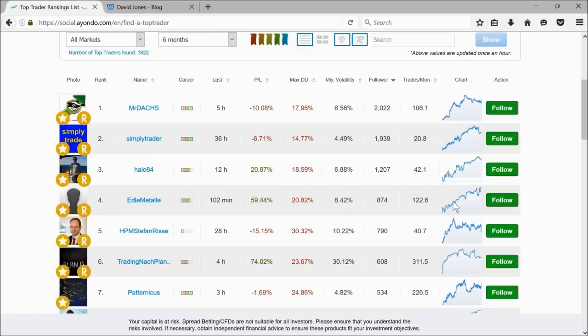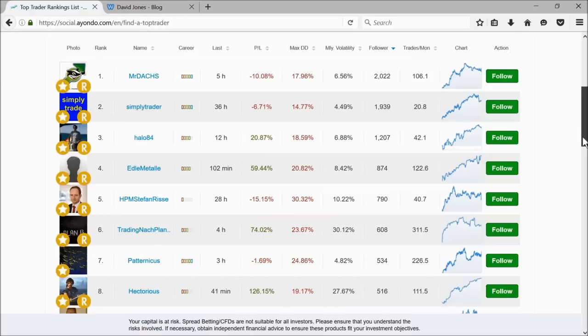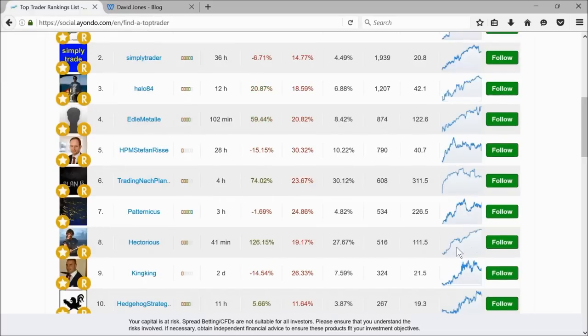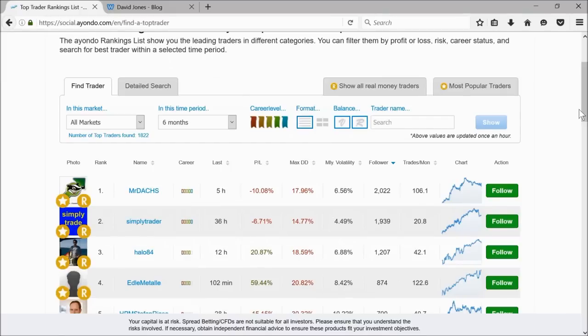So for me, ideally what I'm looking for is something not too dissimilar to this. You know, an uptrend, it's not going to be up every day, but clearly a nice, smooth, increasing chart in terms of what their profit and their loss looks like. There's another pretty good one down there. Okay, so that's the information that you get.